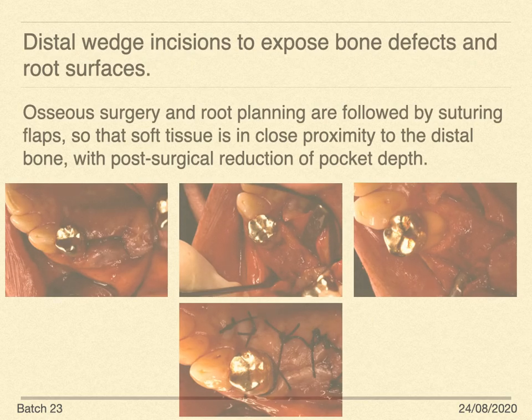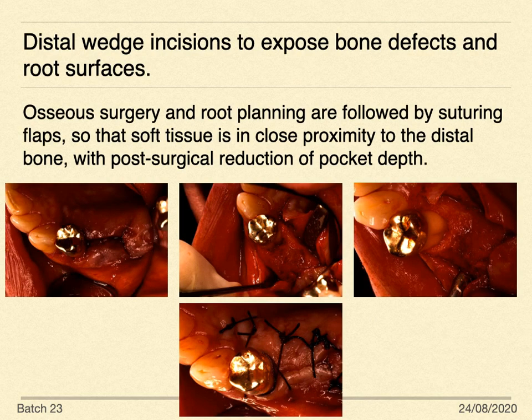This is almost similar to the distal molar surgeries, but the distal molar surgeries are intended to reduce the pocket, whereas these distal wedge and mesial wedge techniques for edentulous ridges are meant to eliminate the pocket. So the osseous surgery and root planing are followed by suturing the flap so that the soft tissue is in close proximity to the bone with post-surgical reduction of pocket depth.